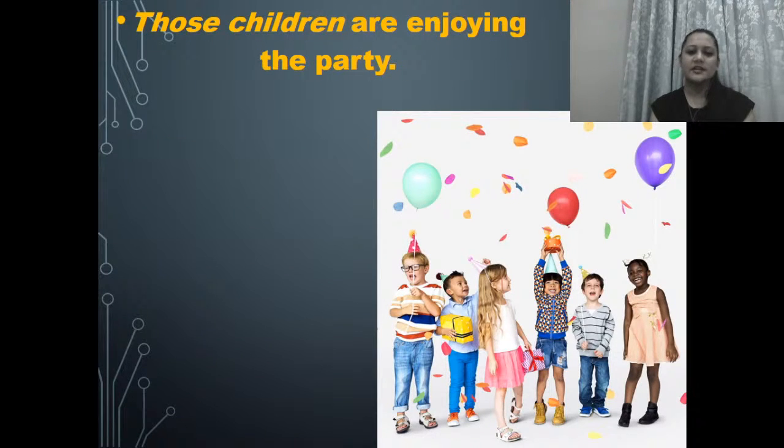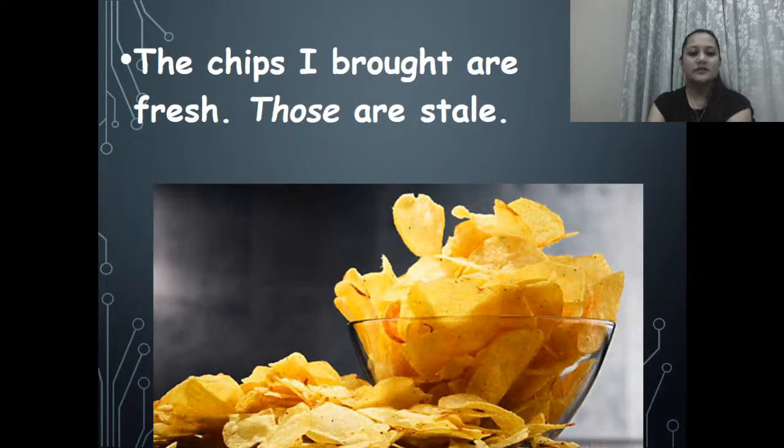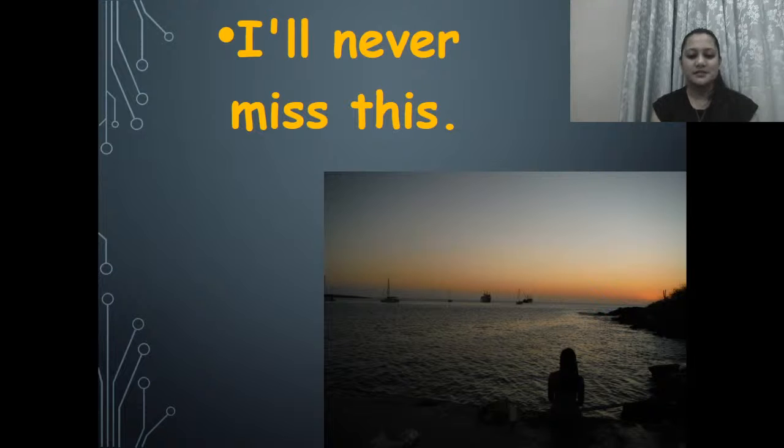Next, those children are enjoying the party, right? So children is a clear example of a noun, right? So it is going to fall under the category of a pronoun or a determiner. Right, determiner. Clear? The chips I brought are fresh. Those are stale. Right? So we don't have a noun here. So the answer is going to be pronoun. Clear?